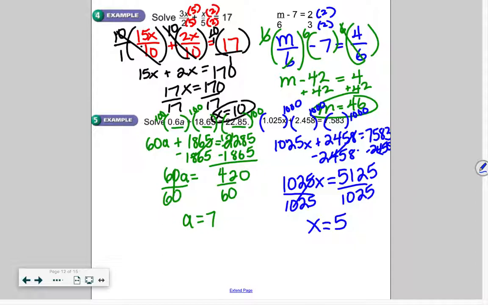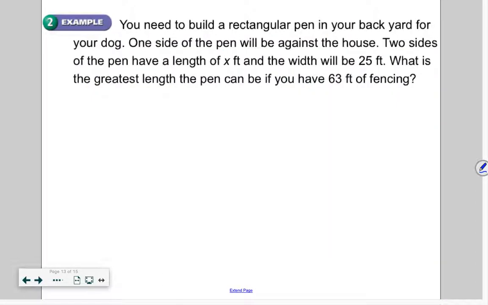Any questions on multi-step equations? Okay, story problem. You need to build a rectangular pen in your backyard for your dog. One side of the pen is going to be against the house. All right, I'm already going to draw a picture. Here's my house. Here's my fenced-in pen.